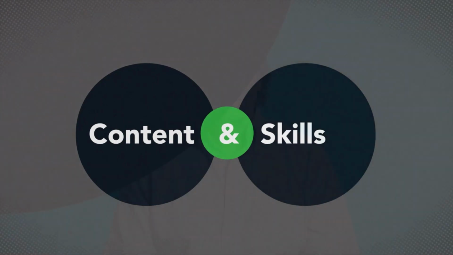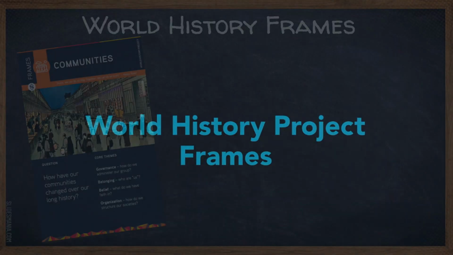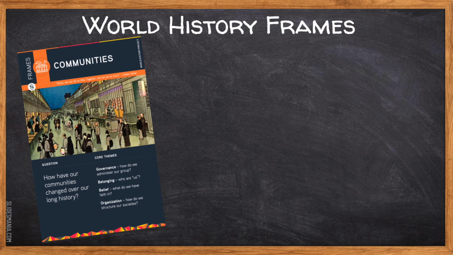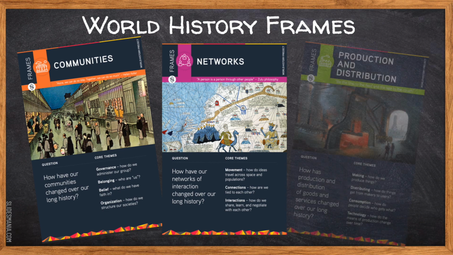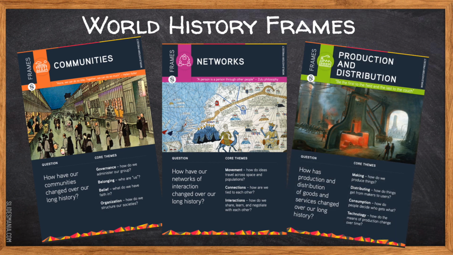And you'll be introduced in particular to our history frame. Our first frame is communities. How have communities changed over time? How are we organized in society? Our second frame are networks. How do we interact with each other? And finally, there's production and distribution. P&D simply means how do we make things? How do we consume things? How do we produce things? And how we distribute our goods and services around the globe.